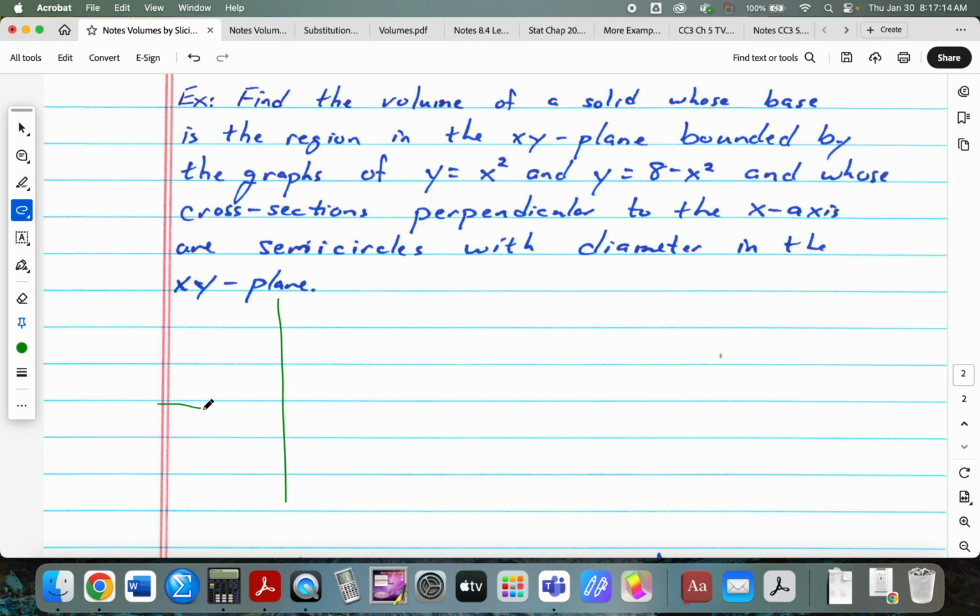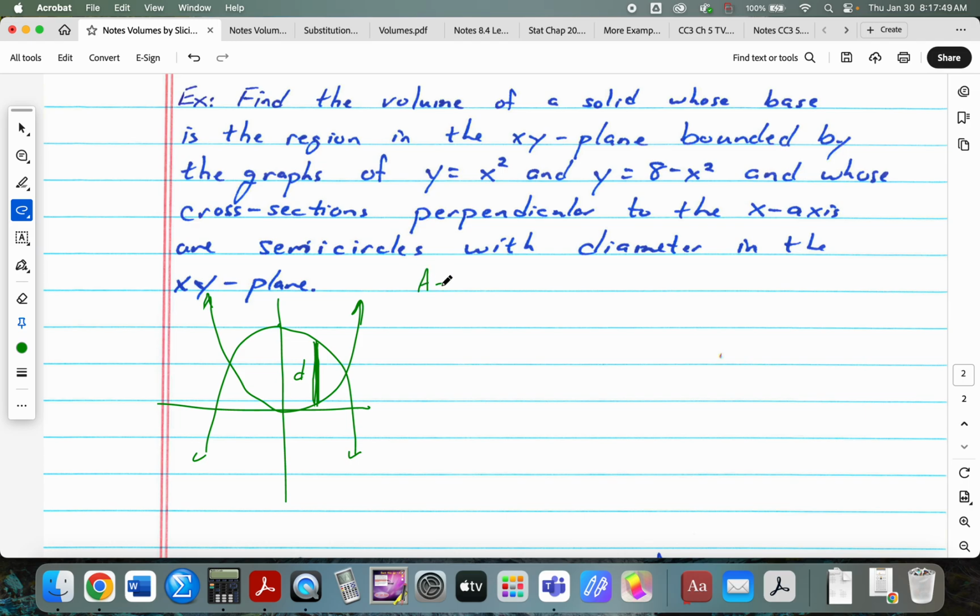So let's see. Y equals x squared, just your regular old parabola. Y equals 8 minus x squared. Same parabola flipped over and moved up 8 spaces. So I just take a typical cross section someplace. What part of the semicircle is that going to be? Diameter. It's the diameter of the semicircle.